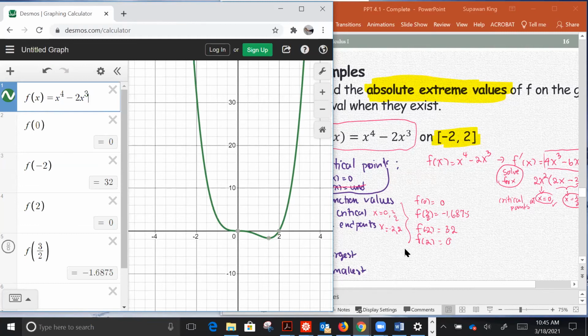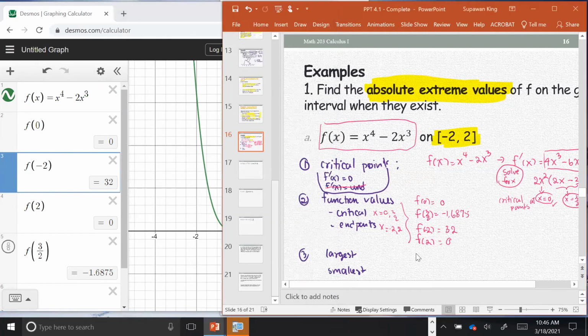This is another tool that you can use. At negative 2, the value is 32. And that's a way to verify your answer too when you work in MATLAB. All right. So step 2 is one of the easiest tasks: you just plug into the calculator and get the value out.